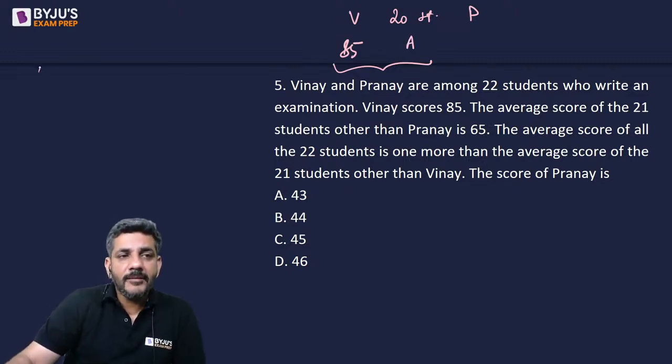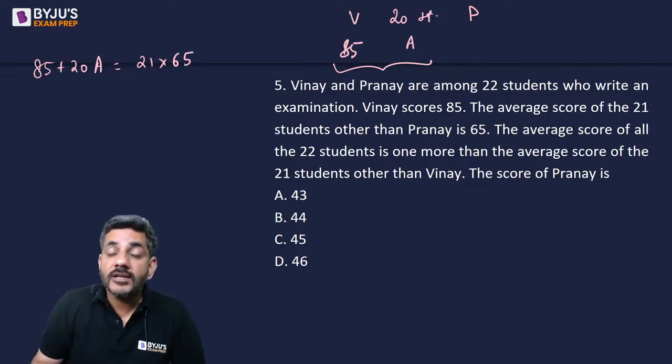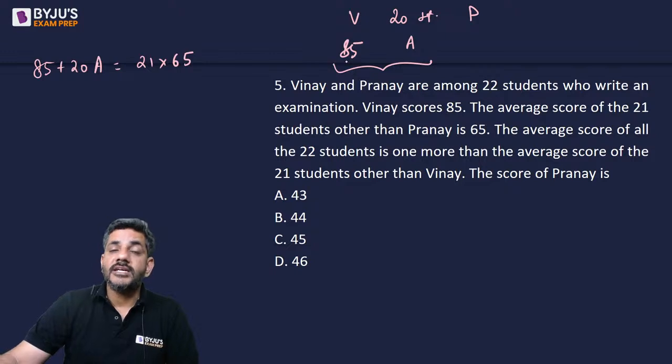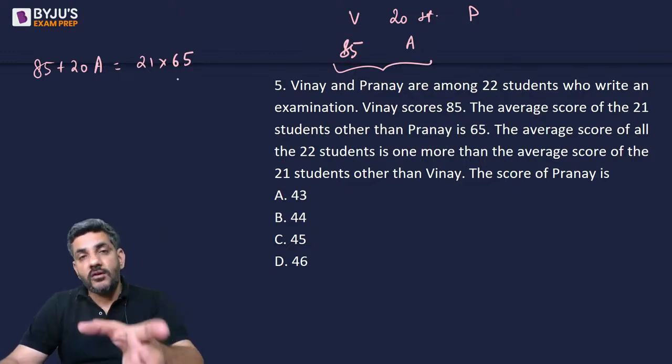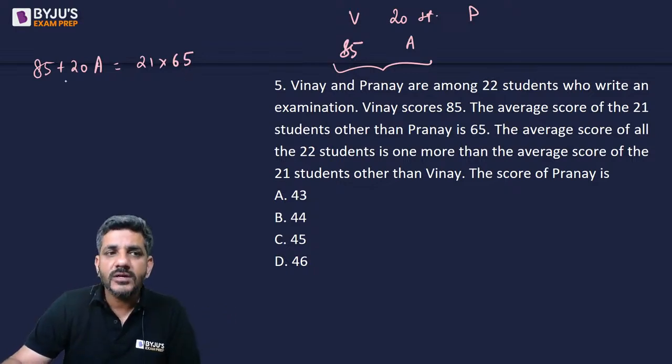So can I say that 85 plus 20A is equal to 21 into 65? क्योंकि इन सभी लोगों का average score 65 है. So average score of these 20 people is A, so total is 20A plus score of Vinay, which is 85. This should be the total score of 21 kids. अब जब average 65 है तो total 21 into 65 होगा. From here I can calculate A.